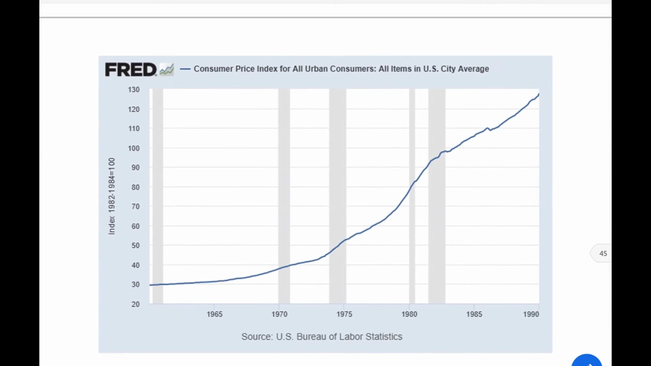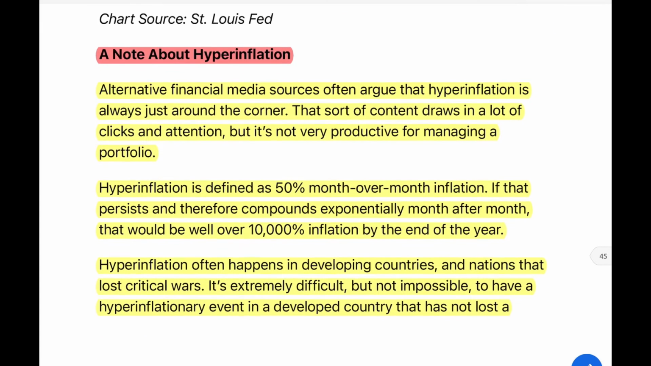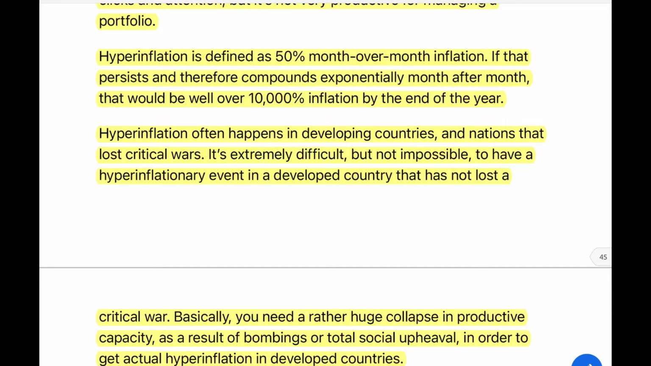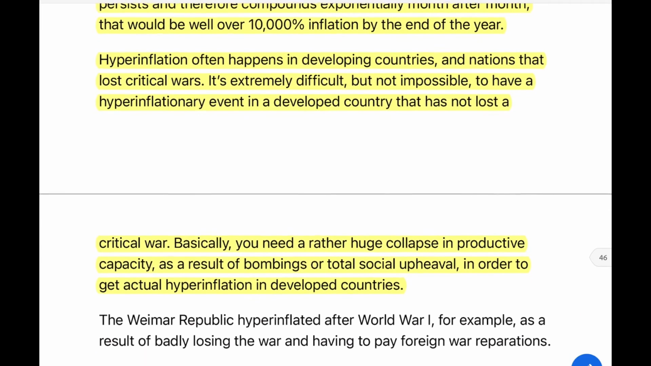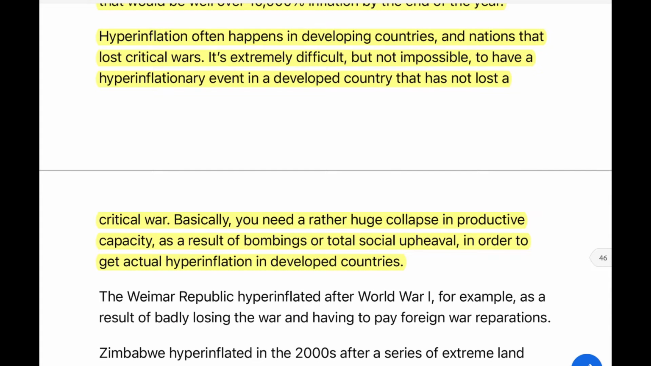And then it compares that again. It talks about hyperinflation, and alternative financial media sources often argue that hyperinflation is always just around the corner. That sort of content draws a lot of clicks and attention, but it's not very productive for managing a portfolio. Hyperinflation is defined as 50% month-over-month inflation. If that persists and therefore compounds exponentially month after month, that would be well over 10,000% inflation by the end of the year.